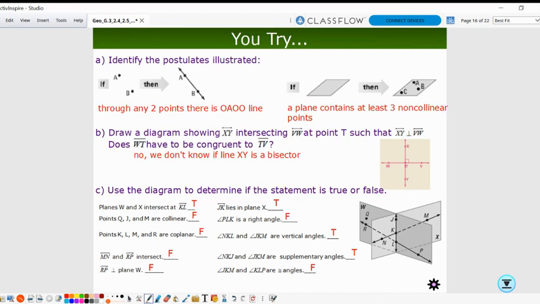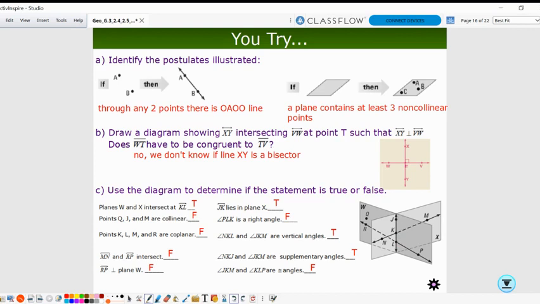RP is perpendicular to plane W. I don't see any perpendicular markings there to indicate that, so that's false. JK lies in plane X. That is true. Here it is, J to K. It's definitely on this lighter gray plane. Angle PLK is a right angle. Is that a right angle right there? We don't know, that's false, there's no marking.